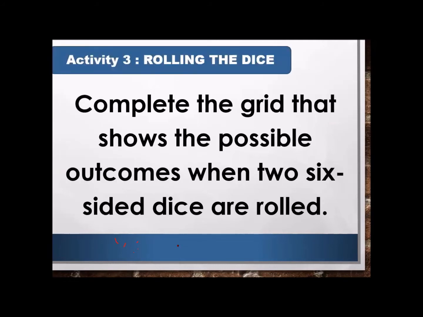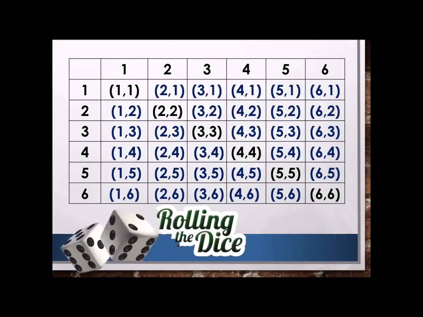So let's have another activity. We need to complete the grid that shows the possible outcomes when two 6-sided dice are rolled. How will you do it? Okay. So, ito po yung nangyari. Yung una, that is pertaining to the first die. At ito namang pangalawa, this is our second die. Katulad lamang nung sa Cartesian plane, the x and the y-axis. So, mauuna to. So, para lang siyang multiplication table.